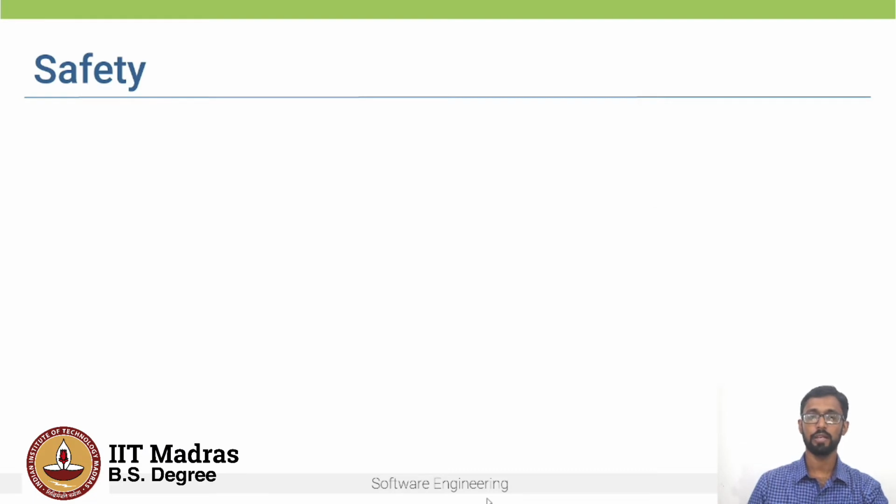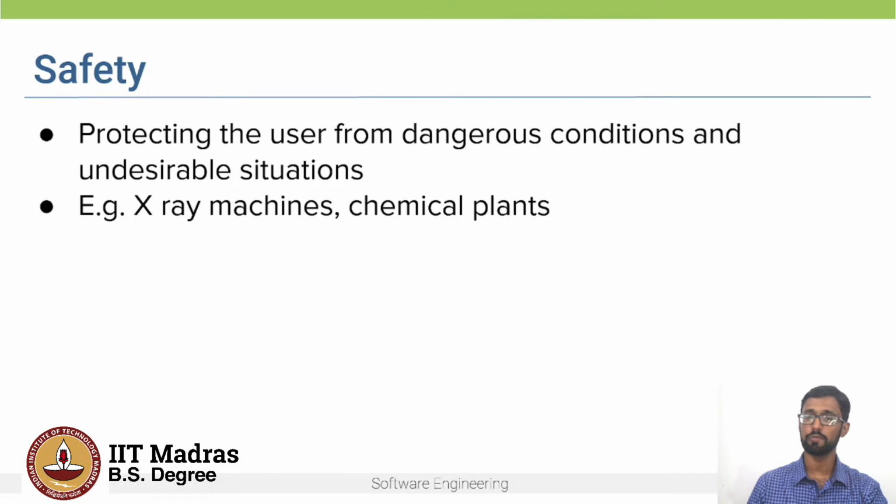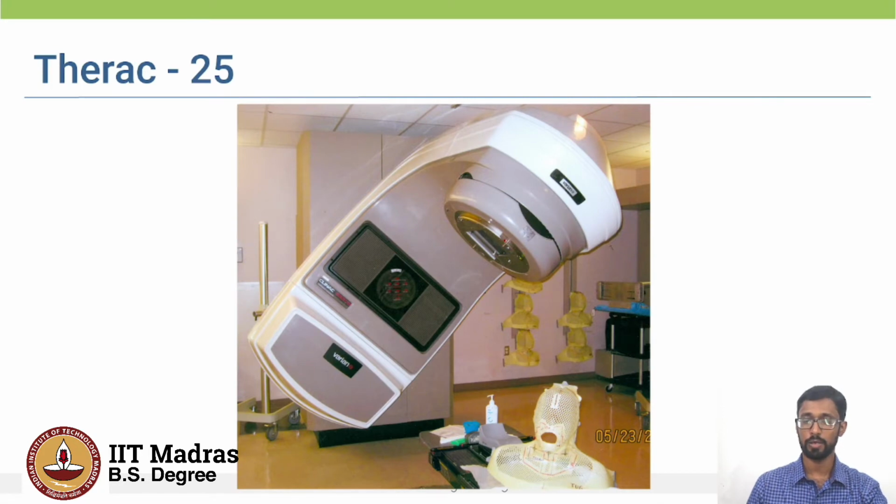The next usability goal is safety. So there are two aspects to safety. The first aspect is protecting the user from dangerous conditions and undesirable situations. For example, the user interfaces of X-ray machines, chemical plants, they should be safe. For example, Therac 25 was a radiation therapy machine. It was the first of its kind, which had a dual treatment mode, and it used software-based safety systems rather than hardware controls.